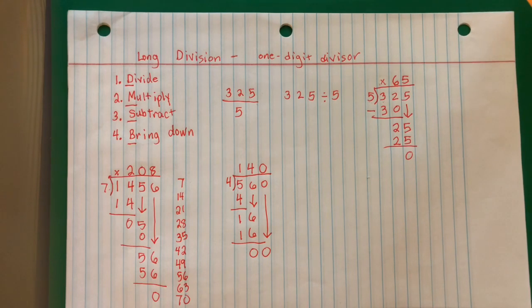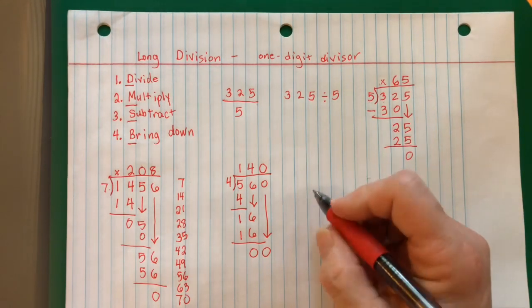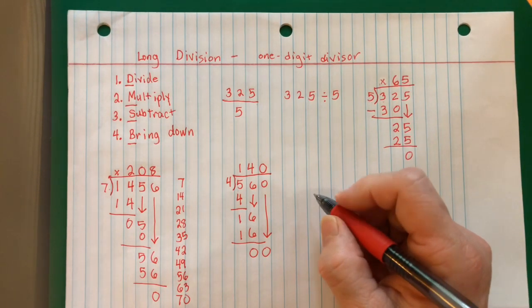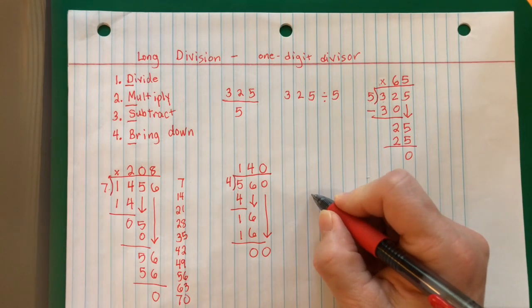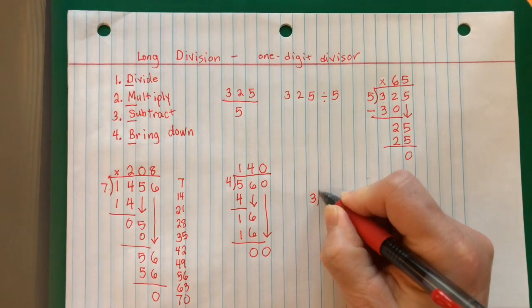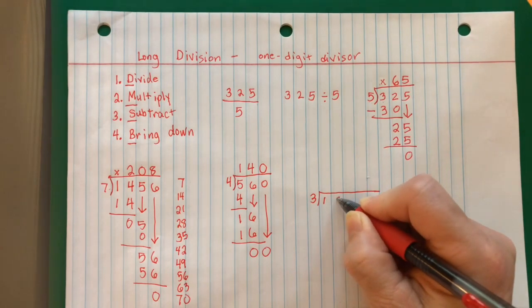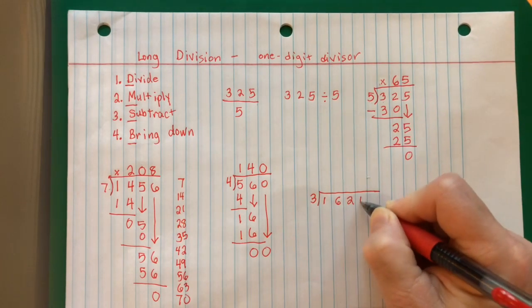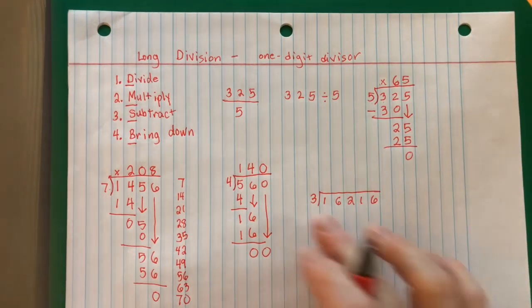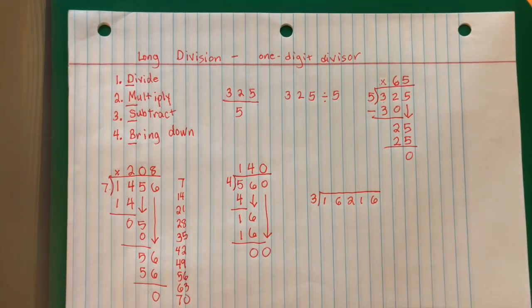Now let's look at what we do when we have one that doesn't come out perfectly, doesn't come out evenly. All right, let's try this one. 3 goes into 16,216. Doesn't matter how many digits. We can keep doing divide, multiply, subtract, bring down until we get finished.